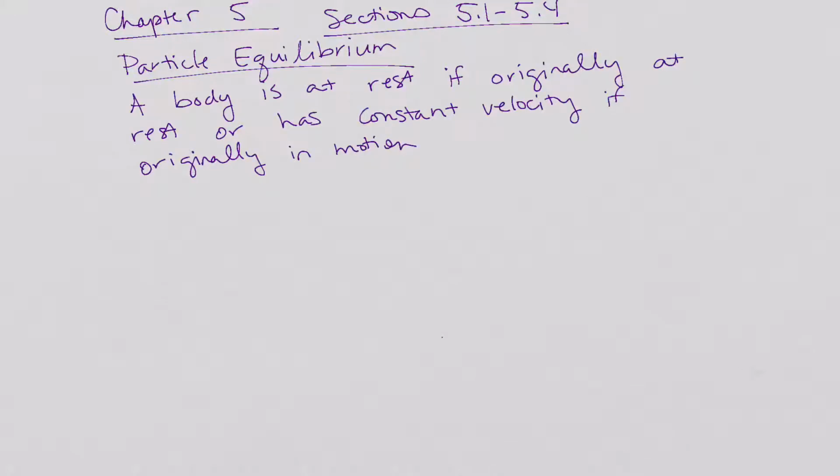This is chapter 5, equilibrium of a rigid body, and this is getting into the beginning part's a little bit of review of some stuff that we've already done, the particle equilibrium. So for particle equilibrium, a body is at rest if originally at rest, or has a constant velocity if originally in motion. And this is Newton's first law.